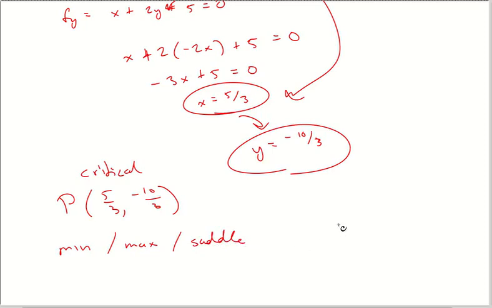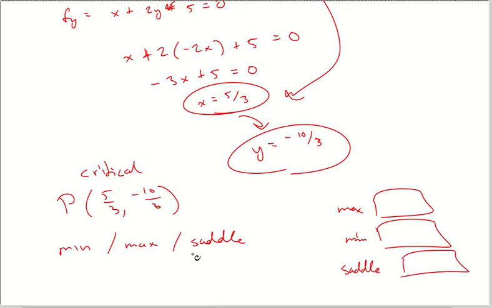On the homework, it has a maximum box, a minimum box, and then a saddle box. Okay, so which one is it? Well, I would have to go through the second derivative test and so on.